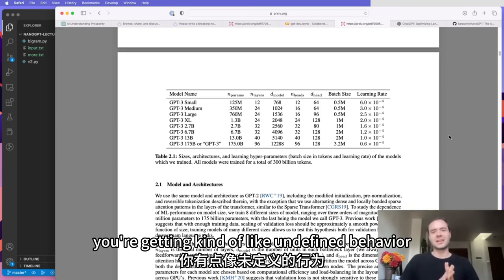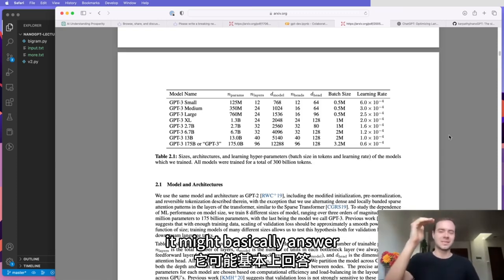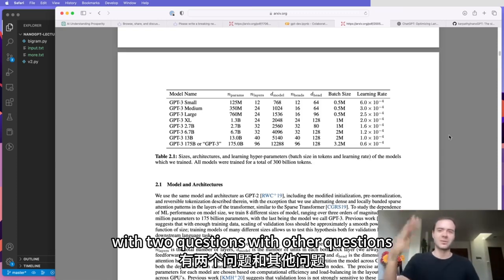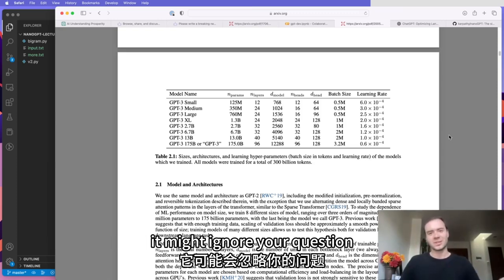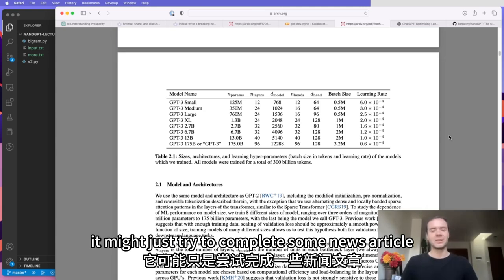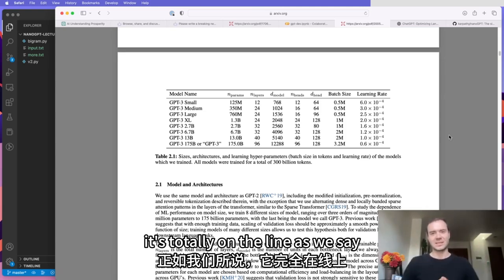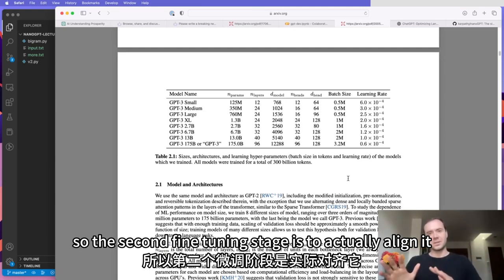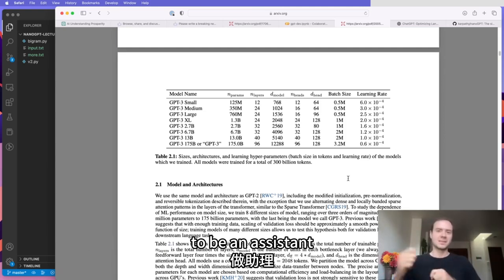And so who knows, you're getting kind of undefined behavior. It might basically answer with other questions. It might ignore your question. It might just try to complete some news article. It's totally unaligned, as we say. So the second fine-tuning stage is to actually align it to be an assistant.